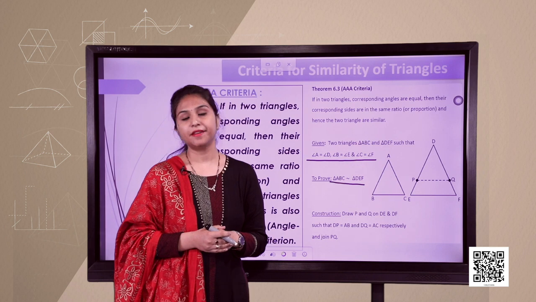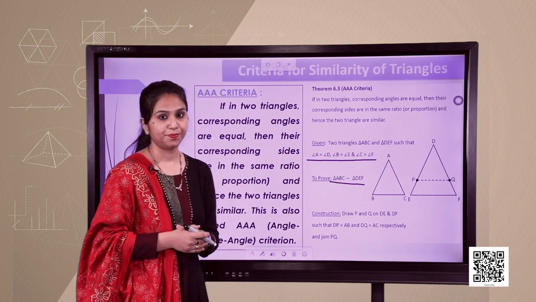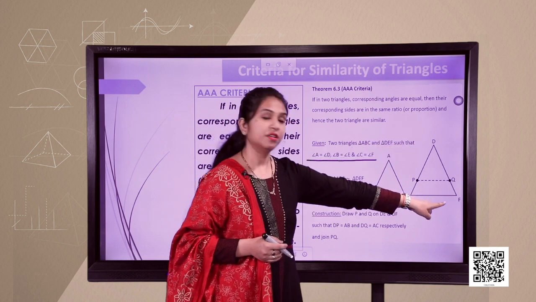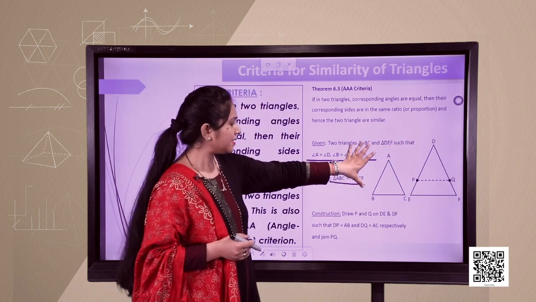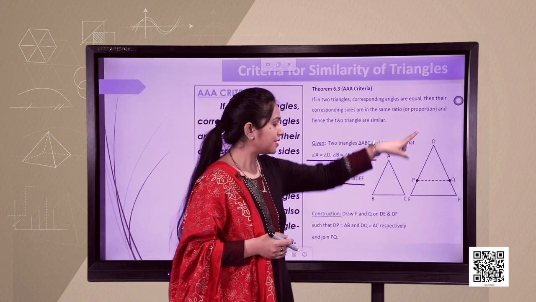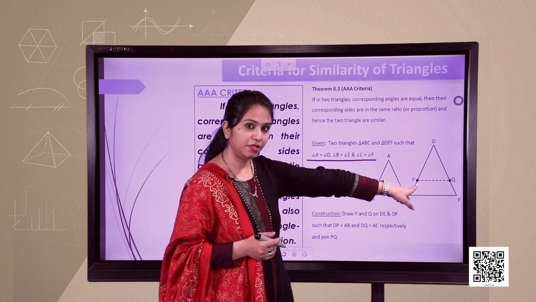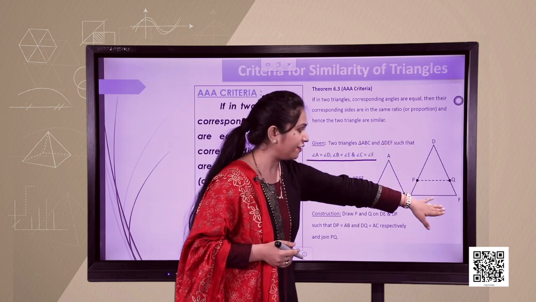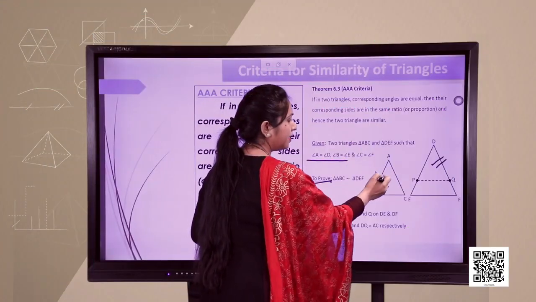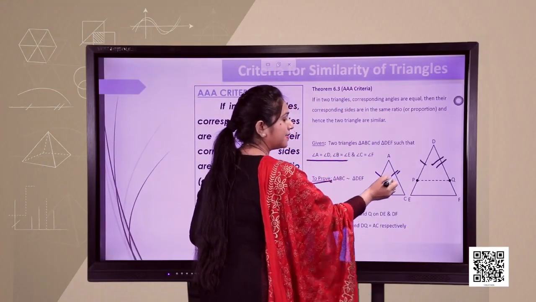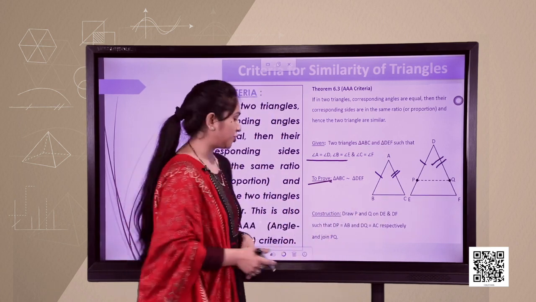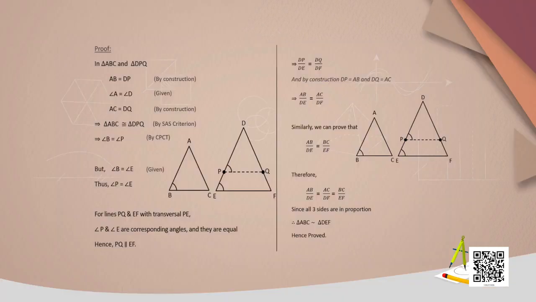So, children, again here we are doing one construction. In this triangle DEF, we are assuming that AB is smaller than DE. So, on side DE we are taking point P, and on side DF we are taking point Q, such that AB is equal to DP and AC is equal to DQ. Okay. So, this is your construction. Let us begin now. Here we have the proof.